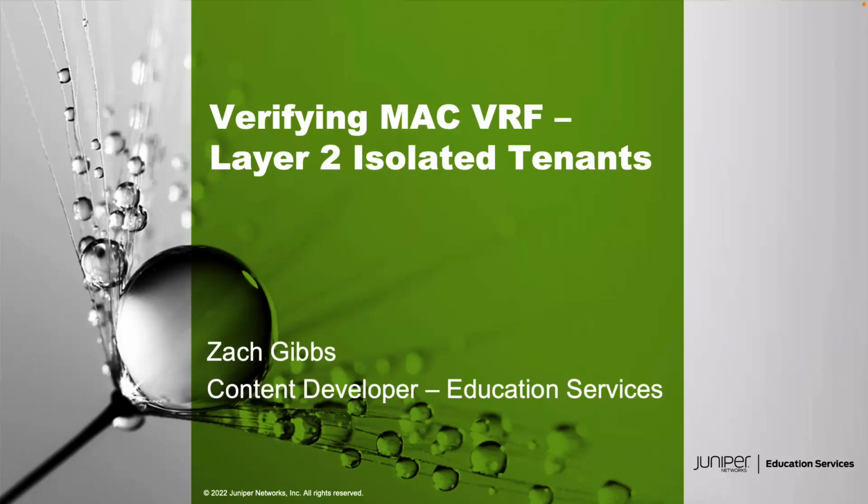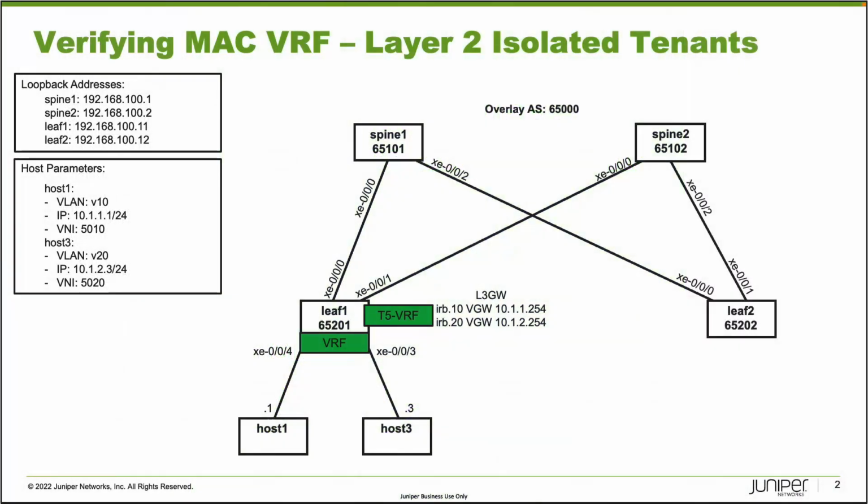And today we will be going through the Verifying MAC VRF Layer 2 Isolated Tenants Learning Byte. All right, so here is our topology. We have 4 switches, spine 1, spine 2, leaf 1, and leaf 2. However, similar to the Configuring MAC VRF Layer 2 Isolated Tenants Learning Byte, we are just going to be focusing on the leaf 1 switch here.